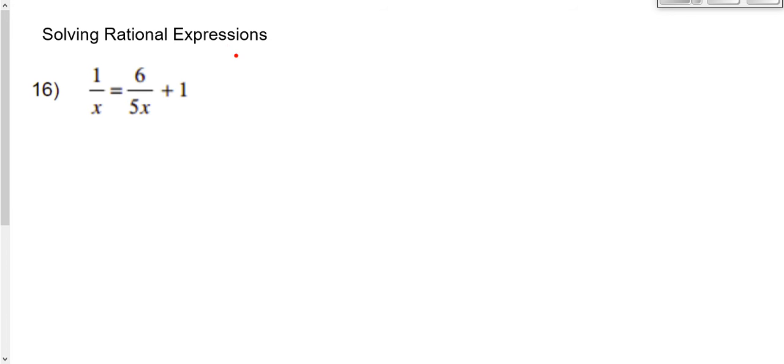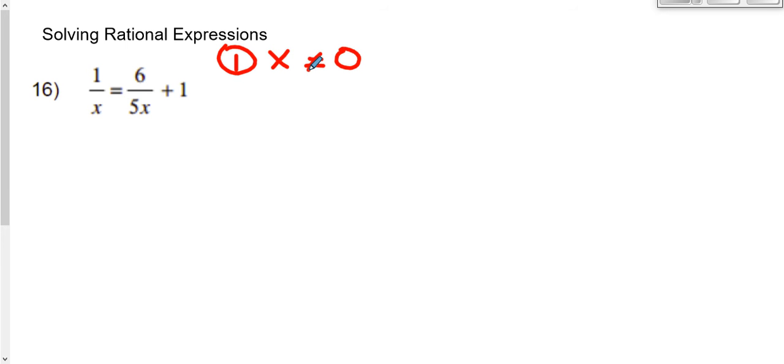Before we do that, our first step should always be to find out what x values we will not be able to have as final answers. In this case, we will set each denominator equal to 0 to find out what x can't equal. If I set the first denominator equal to 0, I'll find out that x can't equal 0. So that's the first one.